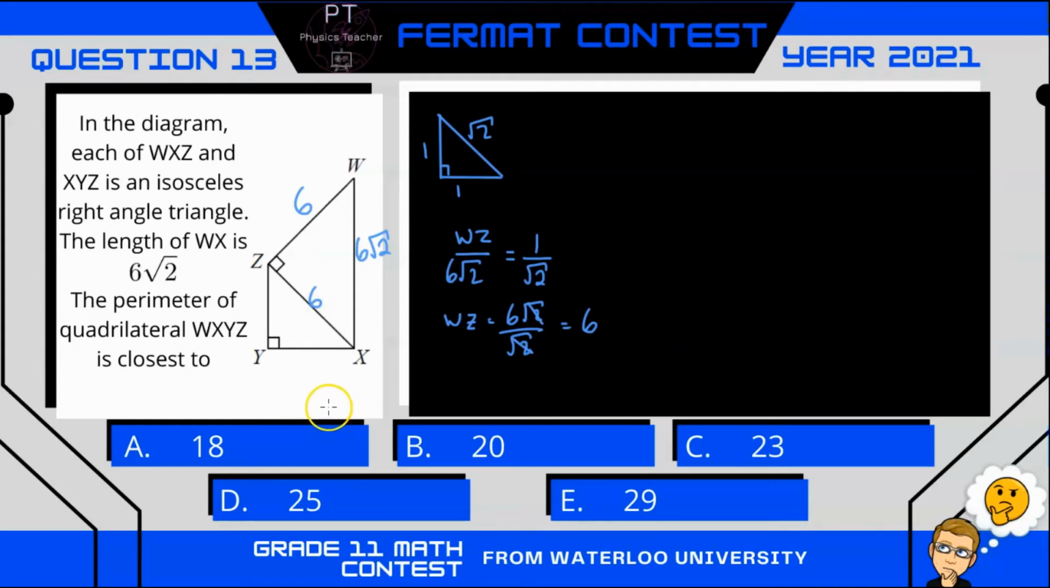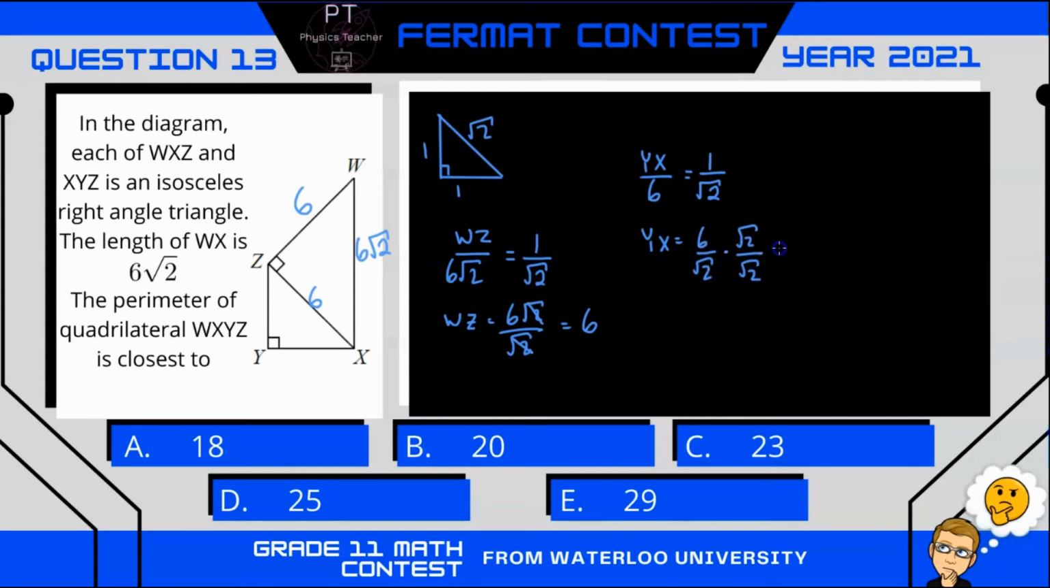And now I can do the same comparison of ratios to figure out, say, YX. So YX over its hypotenuse, 6, is going to equal this length, 1, over its hypotenuse, root 2. Now I can rearrange to solve for YX, which would be 6 over root 2. I'm going to clean that up by rationalizing the denominator, multiplying by root 2 over root 2, which is just 1, so I'm not changing anything.